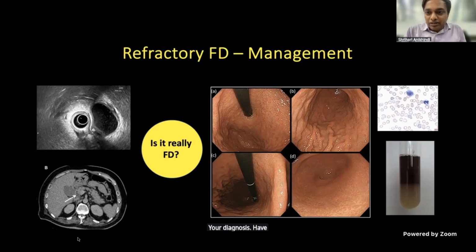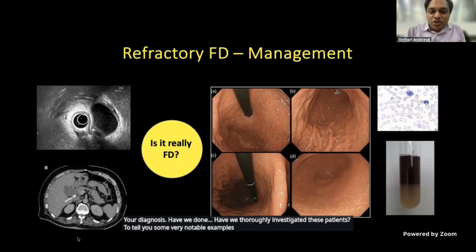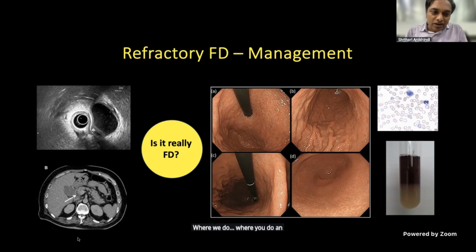Have we thoroughly investigated these patients? To tell you some very notable examples, patients with GB microliths or a stone just stuck there at the GB neck. This might not always be picked up on an ultrasound. We have had many patients where you do an endoscopic ultrasound and you see that the gallbladder is full of microliths. You have an annular pancreas, which is not picked up by an experienced radiologist.